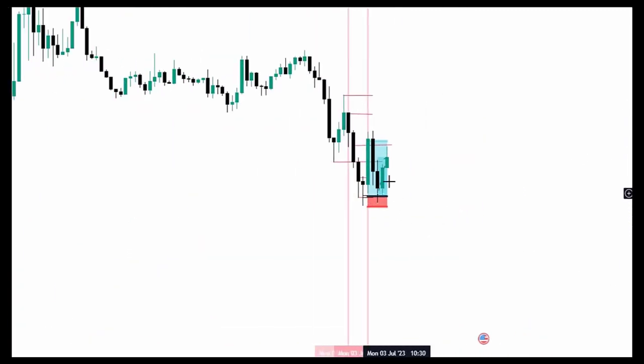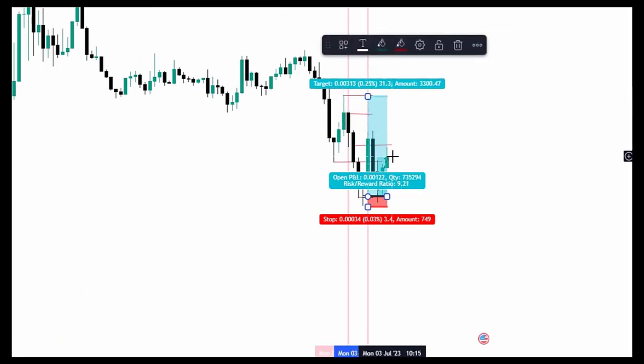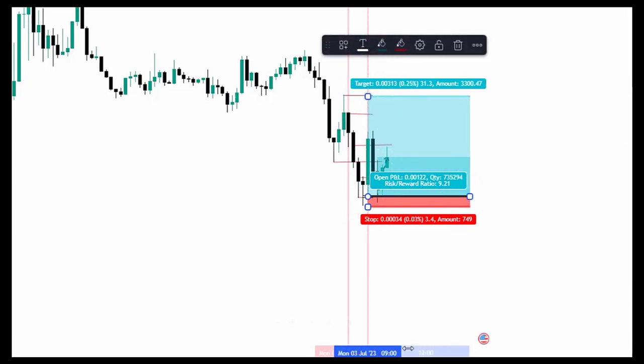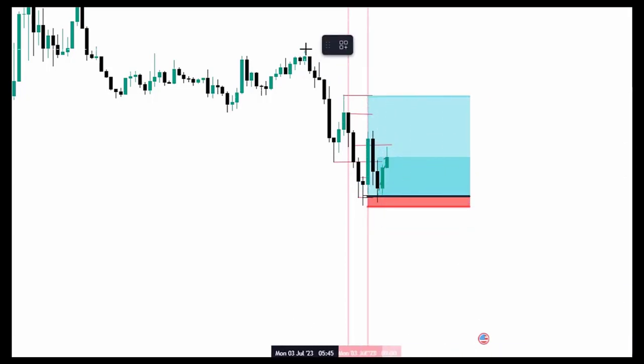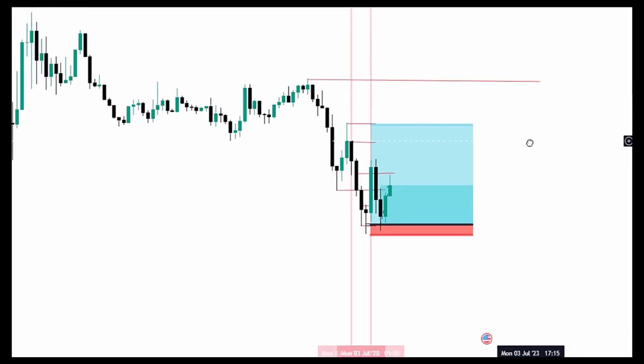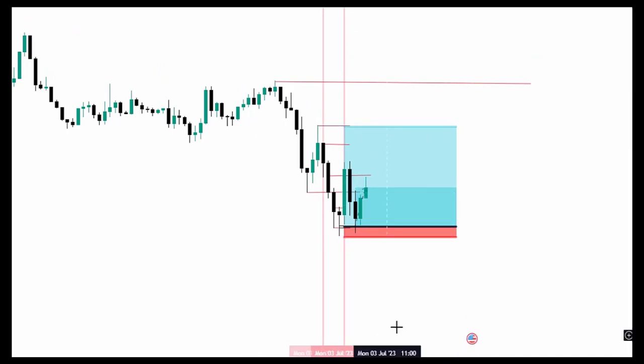So as you can see, here are our most important swing highs and lows. So we set our take profit at this point. You can also target this swing point up here. You can also target this swing point here. So let us keep on playing and see what the price does.